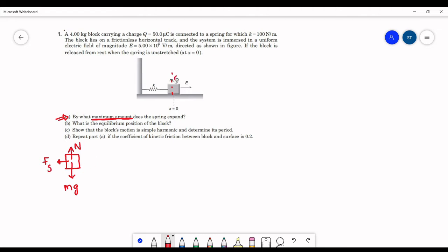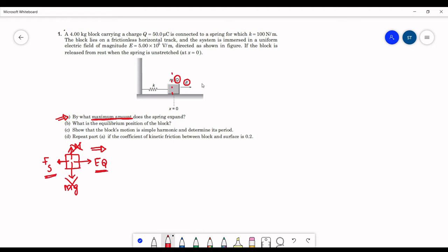When a positive charge is placed in an electric field, a force of EQ will act on the charge in the same direction as the electric field. The block will be moving in this direction. So the normal reaction and mg are perpendicular to the displacement, and the work done by these two forces will be equal to 0. So only the electric force and the spring force will be working on the block here.